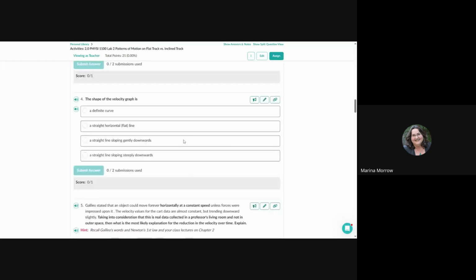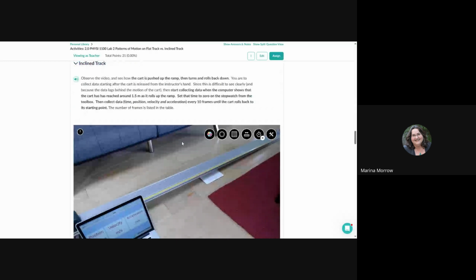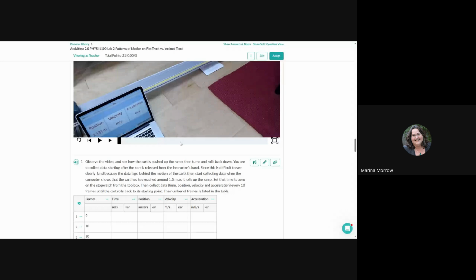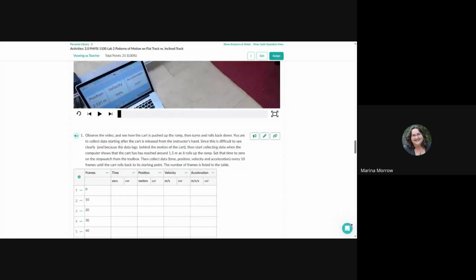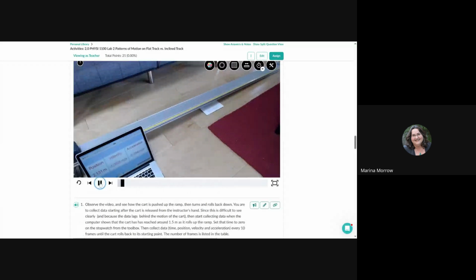All right, now when you get to the incline track, you're going to be doing basically the same thing. I've got a suggestion that you start at 1.5 meters. And so when you watch this video, it takes a while for the professor to get in place. And then they push the cart and it goes up the hill and then back down the hill. Okay, so the idea is that you want to have it reach 1.5 meters as it rolls up the ramp.